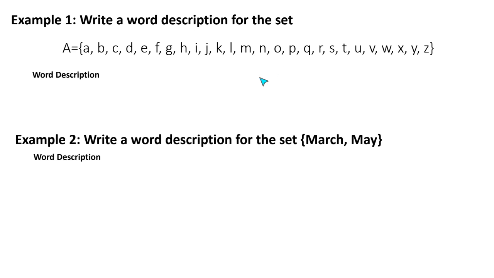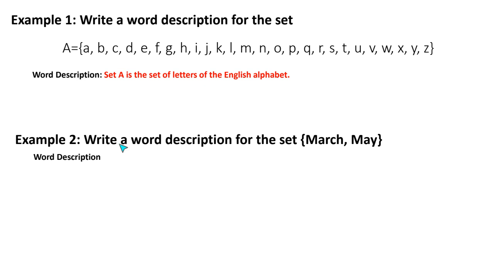Okay, let's see what our answer is here. Our word description would be that set A, and we always want to identify the set, so set A is a set of letters of the English alphabet. And that would be it. It's just a description of what this is in words.